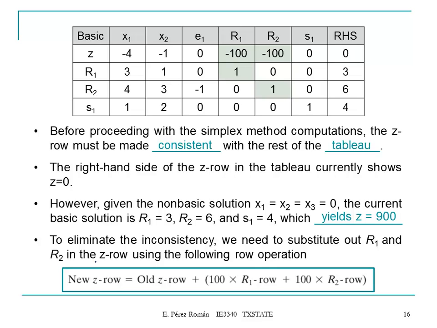To eliminate the inconsistency, we need to substitute out R1 and R2 in the Z row using the following row operation. So we're going to use our row operations to make these values 0. This is the operation that we need to do in order to make those two equal to 0.